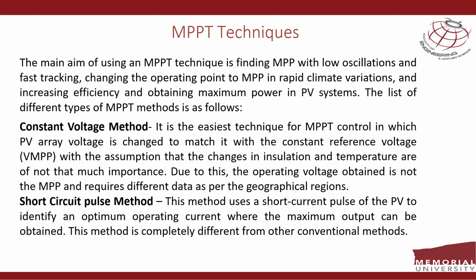The first method is constant voltage method, which is the easiest method amongst all. In this type of MPPT technique, the voltage of PV array is changed to match it with the constant reference voltage while assuming negligible changes in insulation and temperature. The next method is short current pulse method. In this, a short current pulse of the PV module is used to identify an optimum operating current from where the maximum output can be received. This is a completely different approach as compared to the conventional methods.